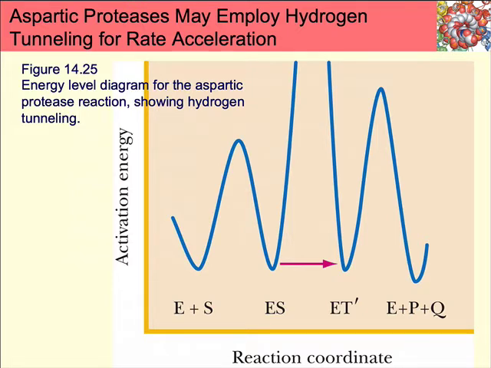Studies of the aspartic protease mechanism have shown that there's actually quantum mechanical tunneling going on in the middle of the reaction, going from the ES state, the enzyme-substrate complex, to the ET prime state. We'll talk about what those letters and primes and so on mean in office hours, but anyway, tunneling is involved in the mechanism of the enzyme.